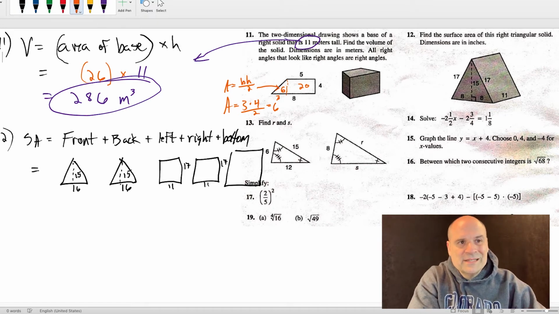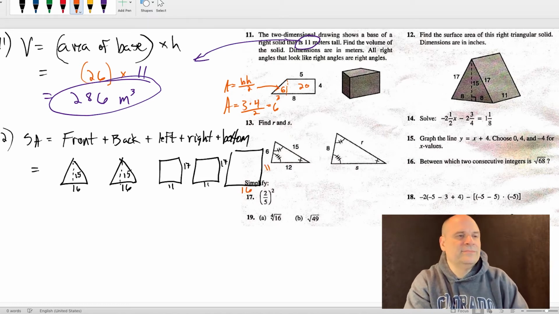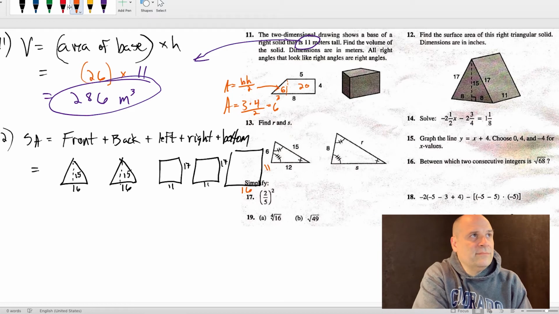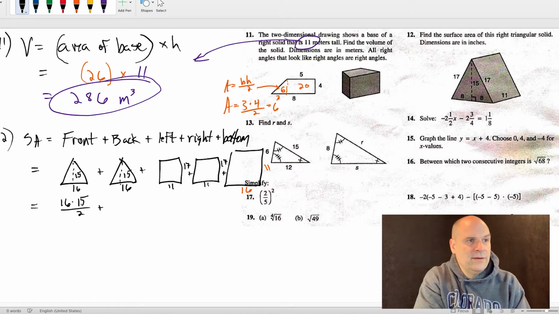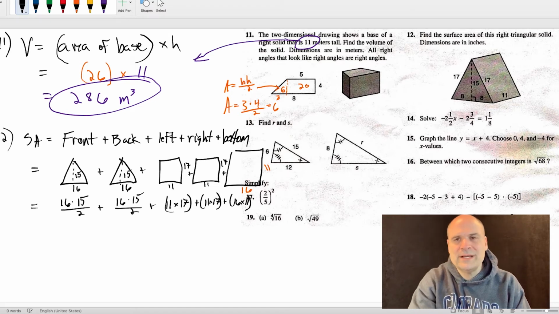I'm gonna make this a little different so it doesn't get blended in there. Okay, so let's find the area of that. No problem. Base times height divided by 2, so 16 times 15 divided by 2, plus another 16 times 15 divided by 2, plus an 11 by 17 rectangle, plus another 11 by 17 rectangle, plus a 16 by 11 rectangle.